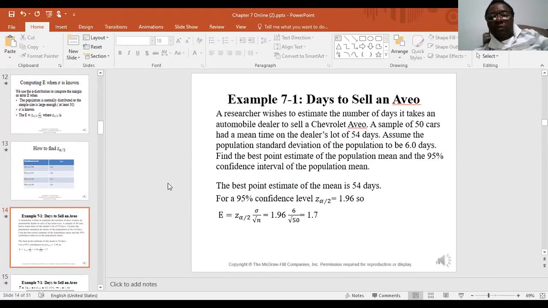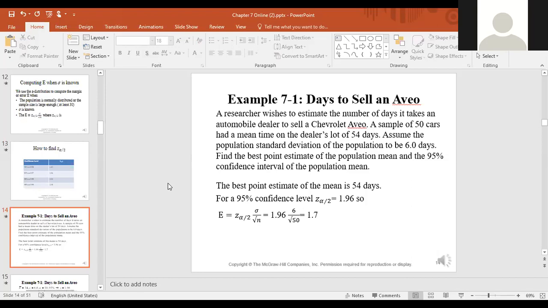So this is an example. A researcher wishes to estimate the number of days it takes an automobile dealer to sell a Chevrolet iView. A sample of 50 cars had a mean time on the dealer's lot of 54 days. So the sample mean is 54. Assume the population standard deviation is 6 days. Find the best point estimate of the population mean and the 95% confidence interval of the population mean. So the best point estimate of the population mean is the sample mean, which is 54 days.